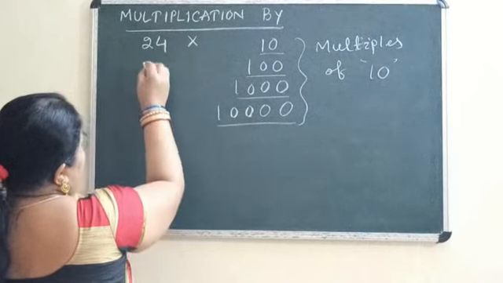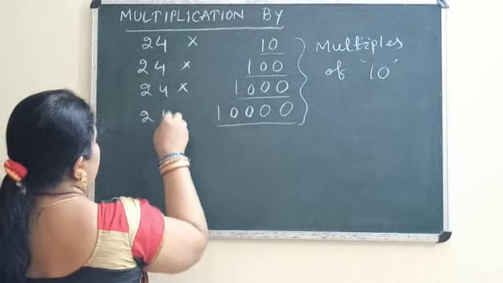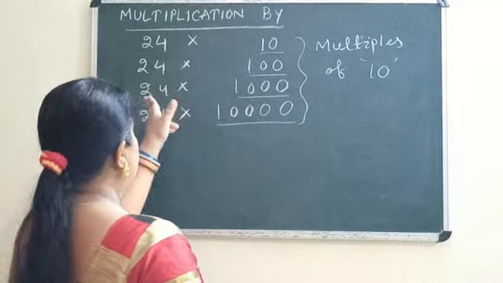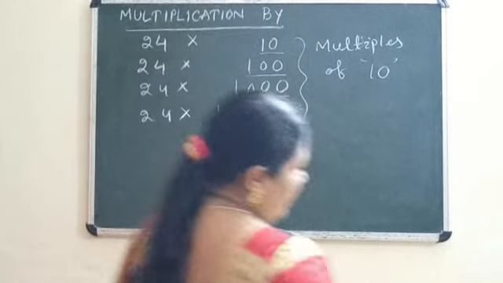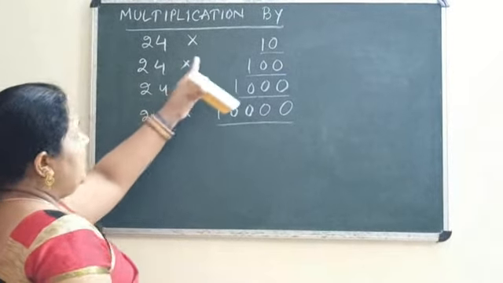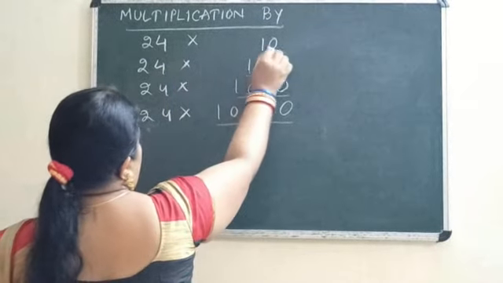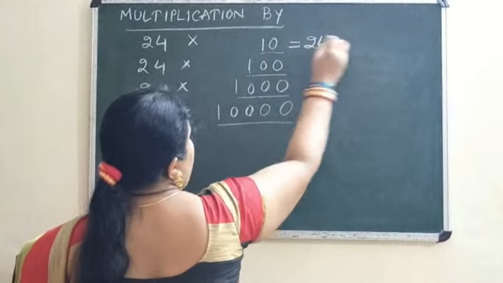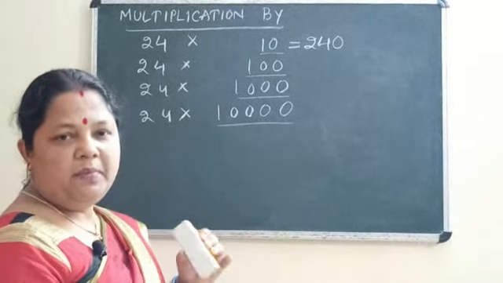24 multiplied by 10. Everywhere I am writing 24. That means we are multiplying this number 24 by 10, 24 by 100, 24 by 1000, 24 by 10,000. So if numbers like these are coming, how to get the answer within no second? No need to multiply here, you only have to remember one formula: if you are multiplying by 10, simply write the number followed by how many zeros are there. You just add the zero to the right of the number itself.